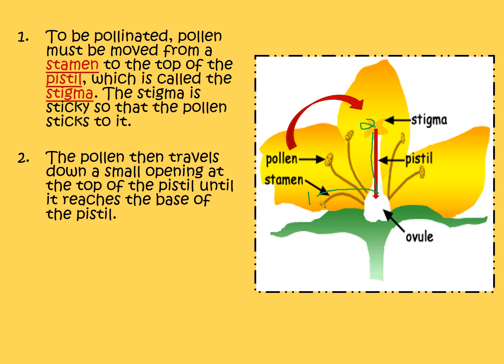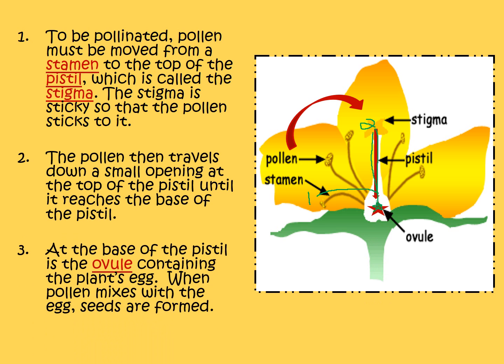Let's look at step 2. Next, the pollen then travels down a small opening at the top of the pistil until it reaches the base of the pistil. So that's what you see in step 2 here. It moves from the stigma all the way down the pistil. At the base of the pistil is the ovule containing the plant's egg. When the pollen mixes with the egg, seeds are formed. So go ahead and write these steps down in your notes and make sure to label the diagram too.